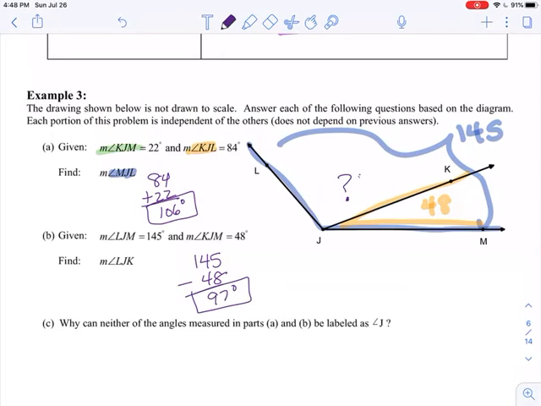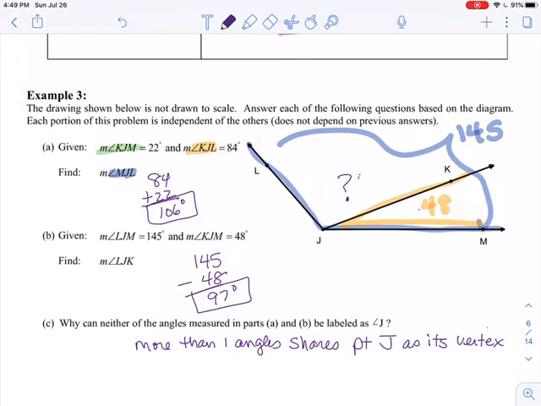Okay. And last question, why can neither of the angles measured in parts A and B be labeled as J? Why can't I call the top angle or the bottom angle or the whole angle together angle J? And that's because more than one angle shares point J as its vertex. There are multiple angles going on in that picture. If it was just one single angle, then absolutely you could call it angle J, but if there's more than one angle, then you cannot do that.